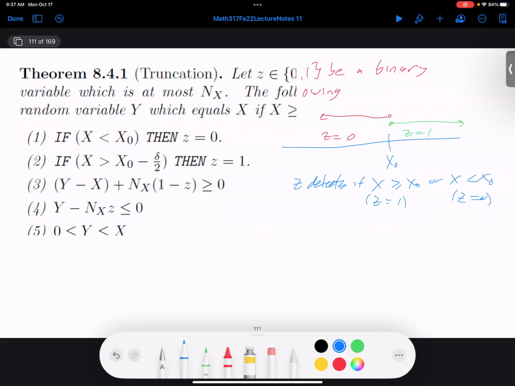All right, now let's look at the next one. Y minus x plus nx, 1 minus z, is greater than or equal to 0. So now we'll have two cases. I flipped everything over. So case 1 is z equals 0. Case 2 is z equals 1. Oops. So if z equals 0, what do we know from 3?